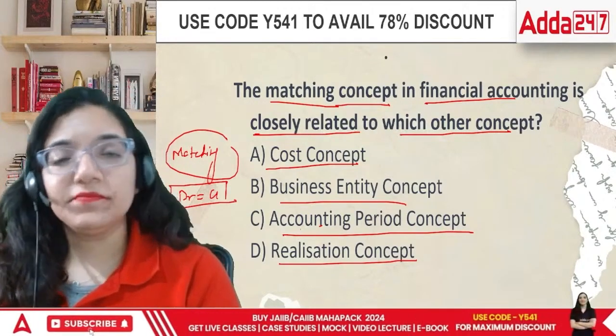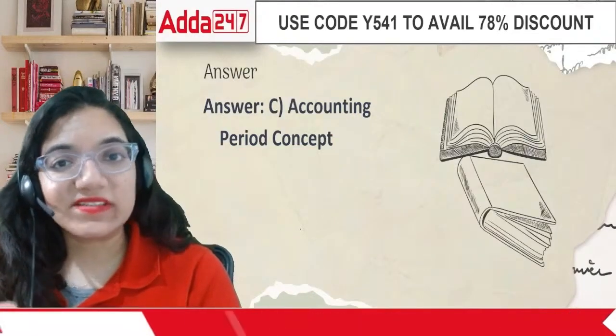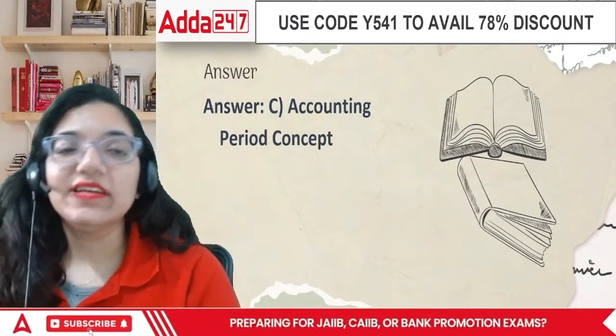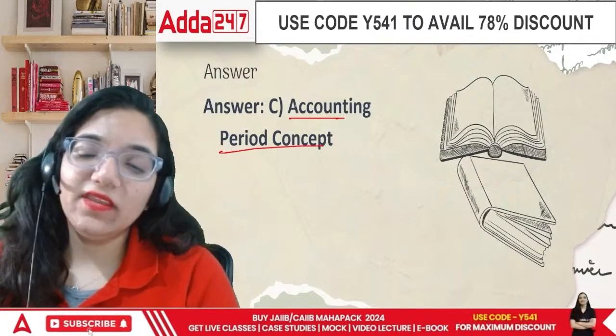So the matching concept has its own sibling called the accounting period concept, because the words this year and this year are common in both income and expenses. Right?